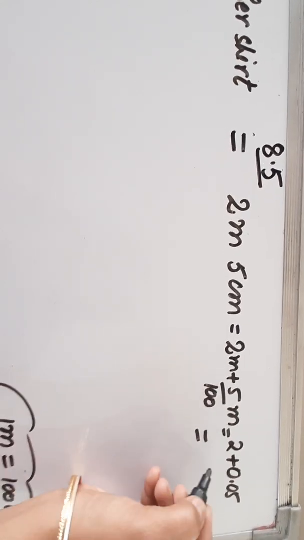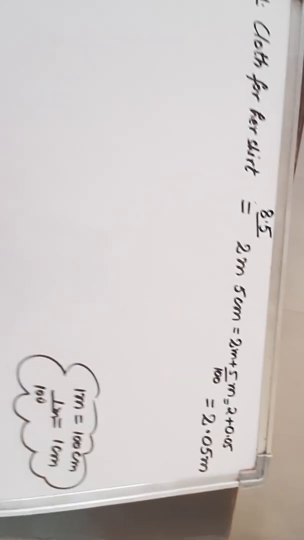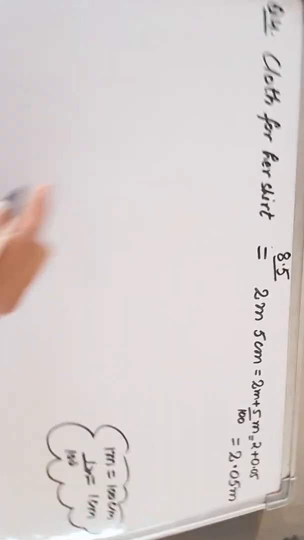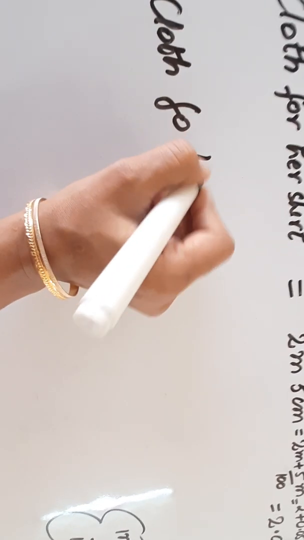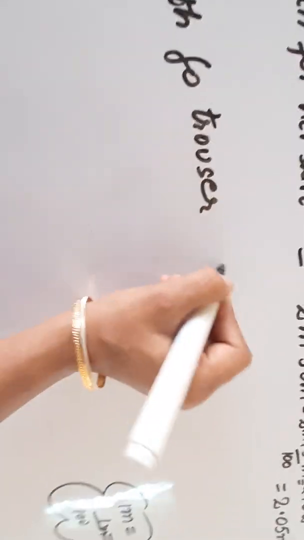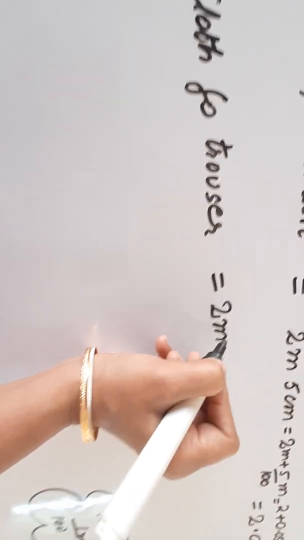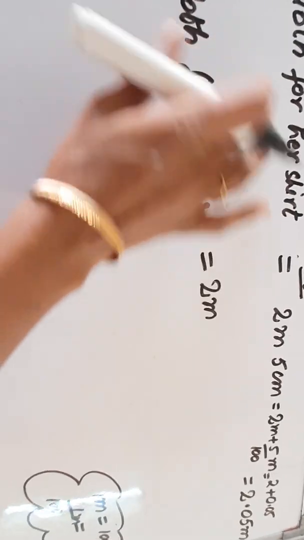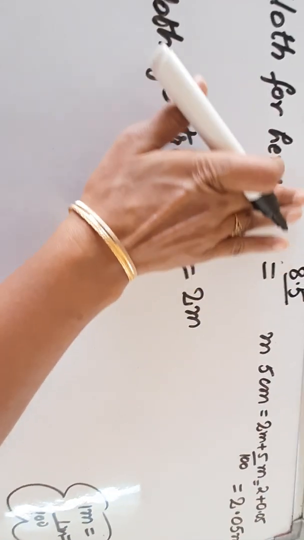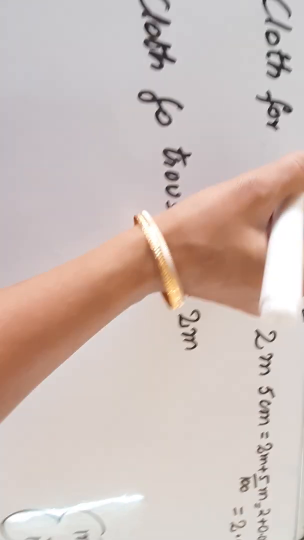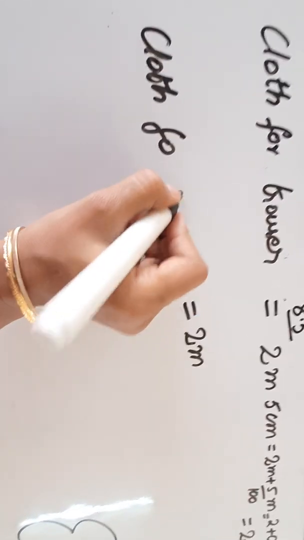So this will be 2.05 meters. So this is the cloth for trouser. Now cloth required for shirt. Dear students, for shirt it is 3 meters. I have written trouser material first. So now let us write for shirt.